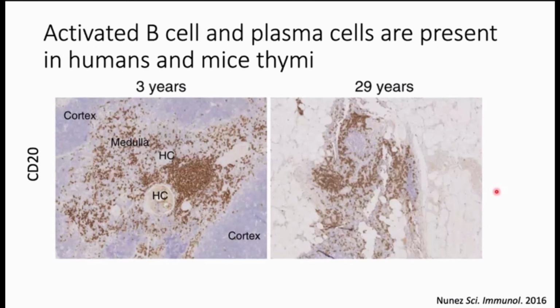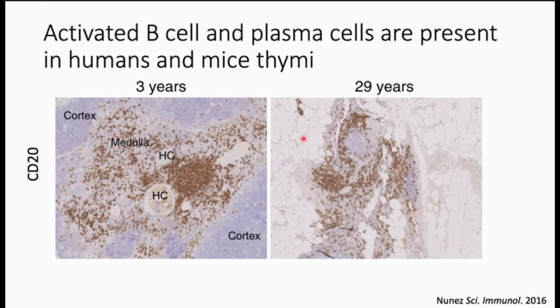Now, it's not often thought of that B cells are in the thymus, but there are a large number of activated B cells and plasma cells present in the thymus of both humans and mice. These are human samples, looking at immunohistochemistry in a 3-year-old and a 29-year-old. Immunohistochemistry for CD20 shows a massive amount of B cells within the medullary region, particularly around the Hassall's corpuscles area. There are not as many within the cortical structures.